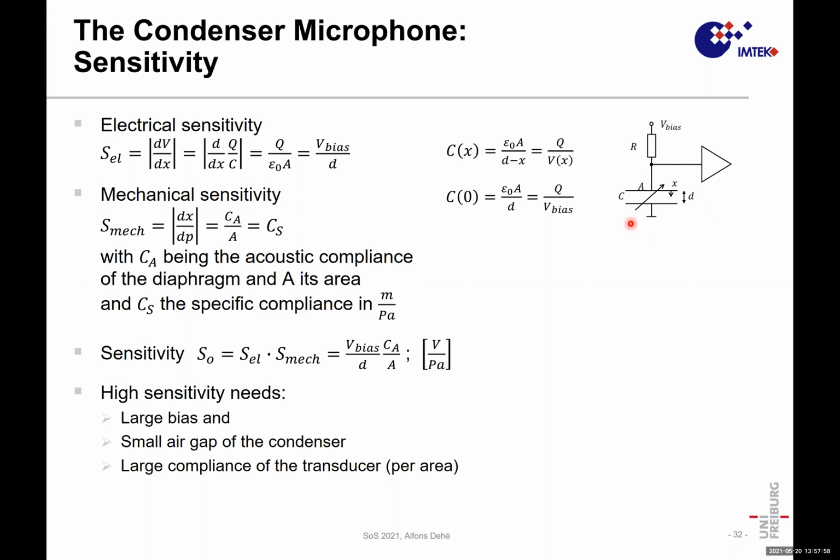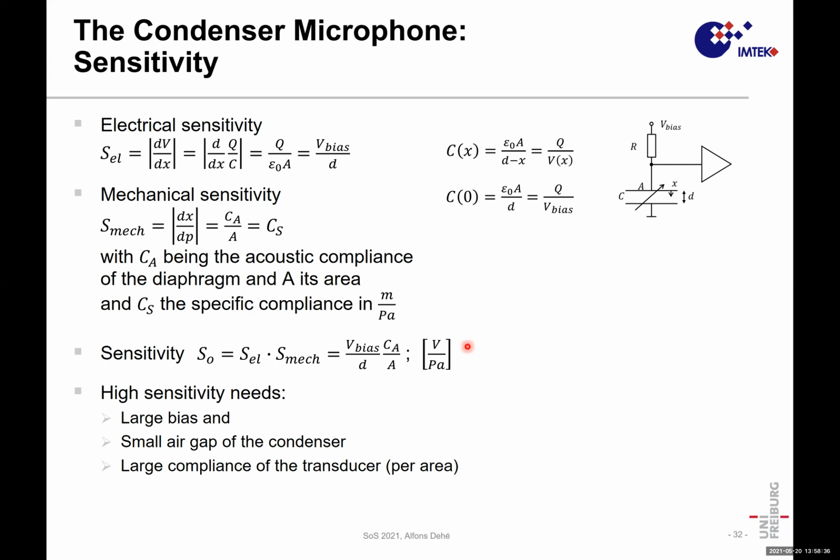Okay, this is the electrical part of sensitivity, and the mechanical sensitivity is simply displacement of the diaphragm over applied pressure, which is the acoustical compliance of the diaphragm over the area of the diaphragm. We call this also the specific compliance of our diaphragm, given in meters or nanometers per Pascal. To get the total sensitivity, we have to multiply electrical and mechanical sensitivity, and then we see we have the bias voltage, the distance of the gap, and the compliance of the diaphragm divided by its area.